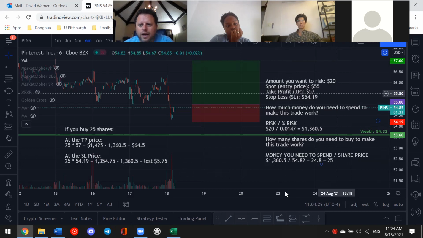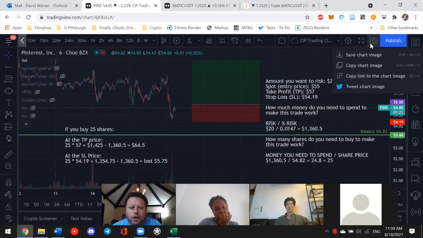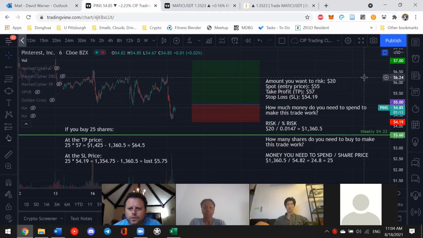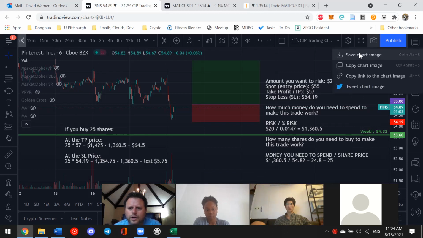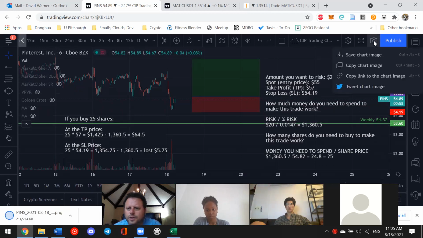So just so you have it, I'll take a photograph. In TradingView, you can always click on the photograph and that takes a snapshot. I want to save the chart. I want to copy a link to the chart image. Is that what I want? Save to the clipboard, or I could save the chart image. Okay, I just want to copy the link.